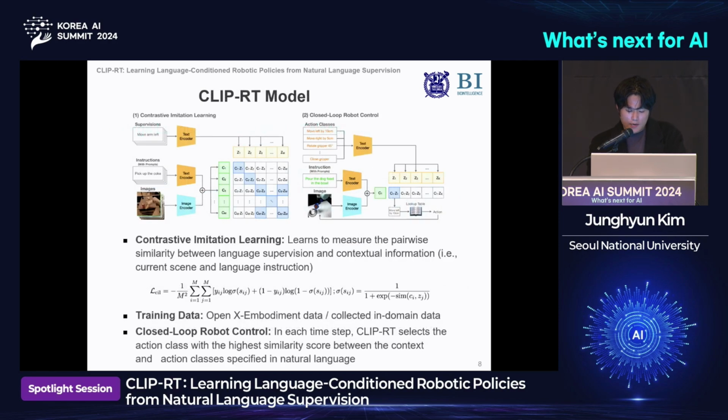Next, we designed a vision language action model that can directly learn from action data expressed in natural language. For this, we adapted the architecture of CLIP, a well-known vision language foundation model. The key innovation lies in training the model to maximize the similarity between the action represented in language and the context consisting of visual input and the initial instruction.